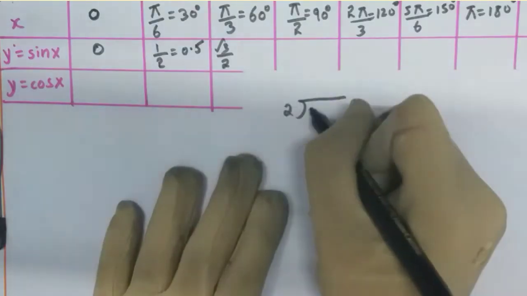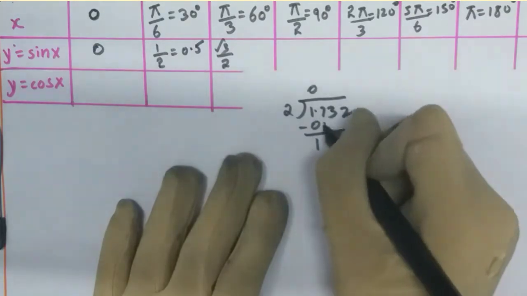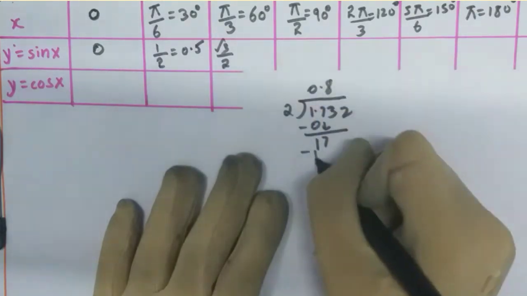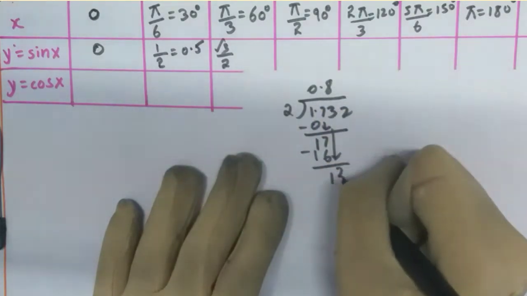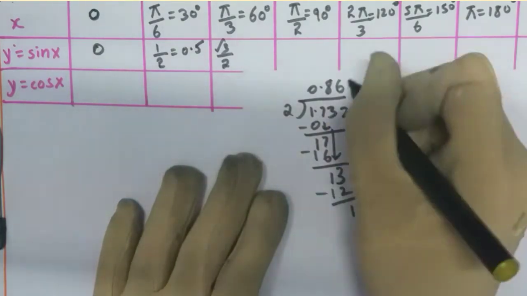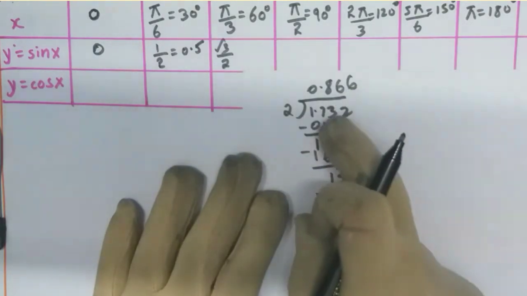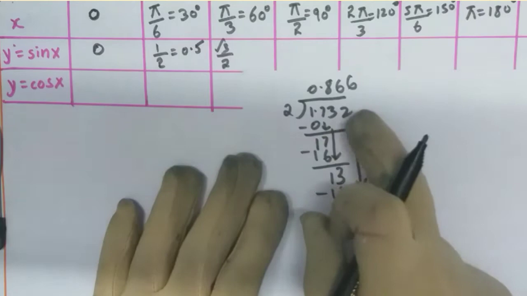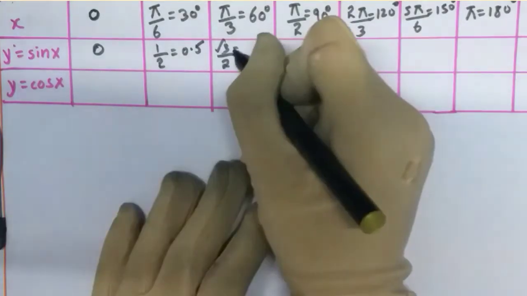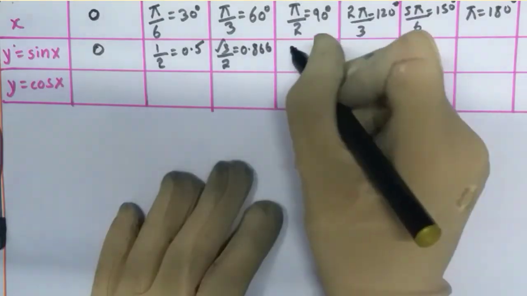Divide and see. 2 zeros are 0. 1 minus 0 is 1, 7. Put a point. 2 8s are 16. 1, 3. 2 6s are 12. 1, 2. 2 6s are 12. So I have 0.866 as the value of 1.732 divided by 2. So sin 60 is 0.866. Sin 90 is 1.